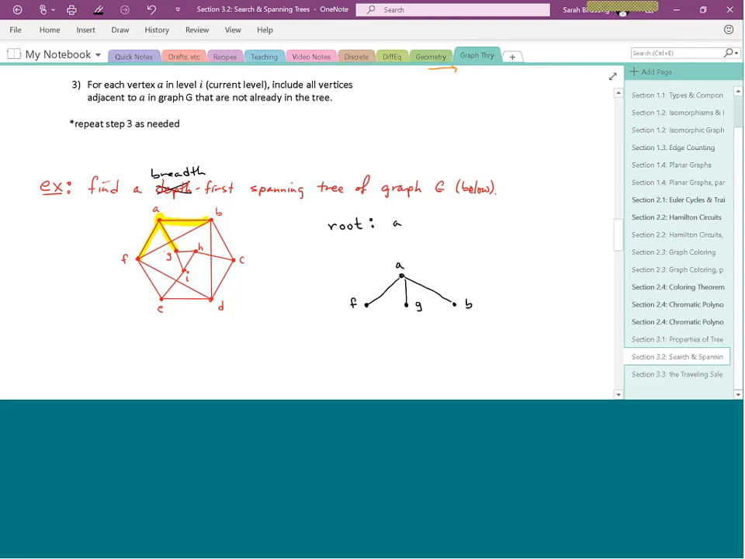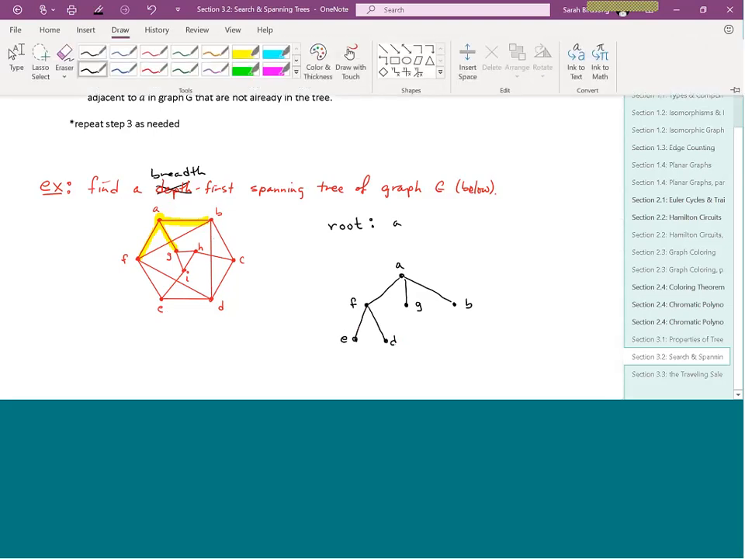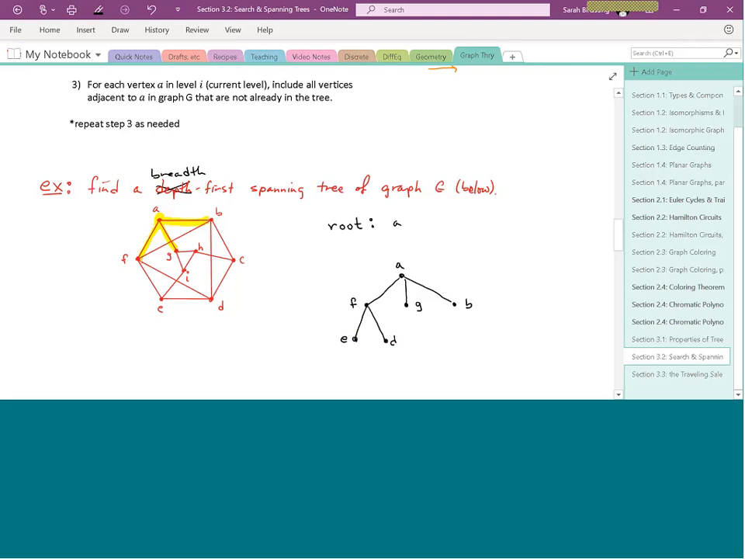Don't include the edge F to A because it's already in the tree. But it is right here adjacent to B. Don't include B. Why? Because that would close the circuit. So the only new two vertices that we're adjacent to are D and E. So we'll put D and E down here. Okay. So let me highlight those two since we highlighted edges previously.